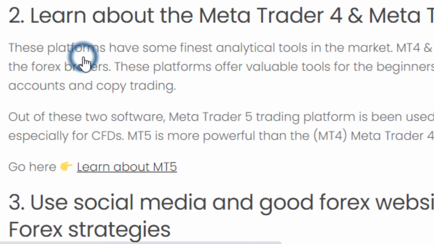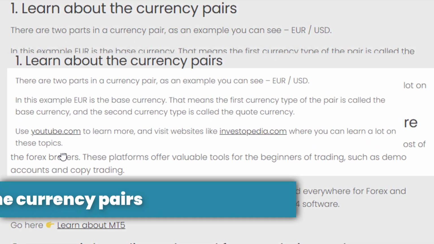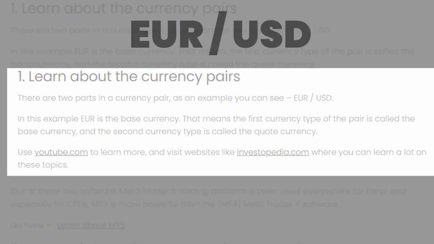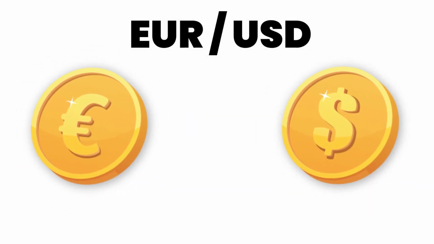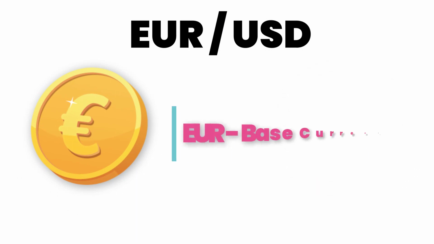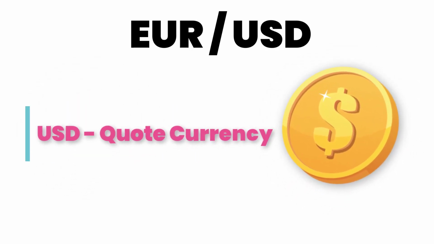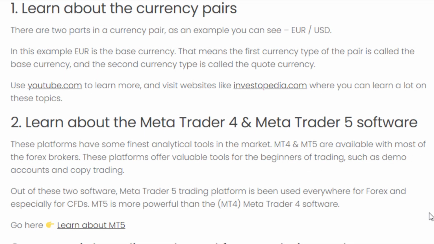How do I start learning Forex? Number 1. Learn about currency pairs. There are two parts in a currency pair. As an example, you can see Euro USD. In this example, Euro is the base currency. That means the first currency of the pair is called the base currency and the second currency is called the quote currency. We are expecting to give more knowledge in our future videos.